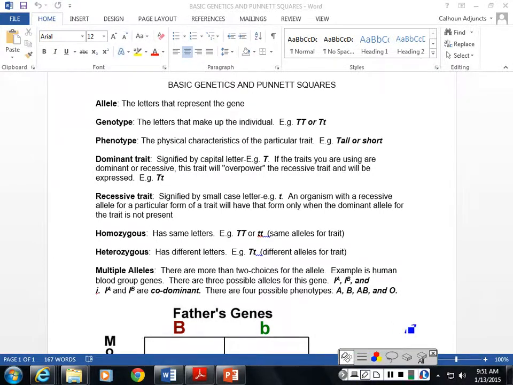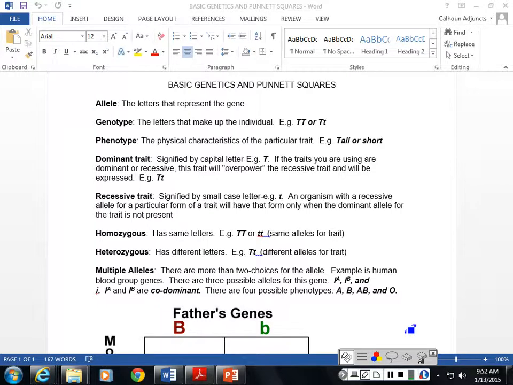Okay, so we all know that we sometimes look a lot like our mom or a lot like our dad, and that's because we have genes from both of them. Some of those genes are stronger genes, and we may look more like one parent than the other. Well, when we talk about genes, sometimes we want to write things down and use a shorthand to represent those genes.